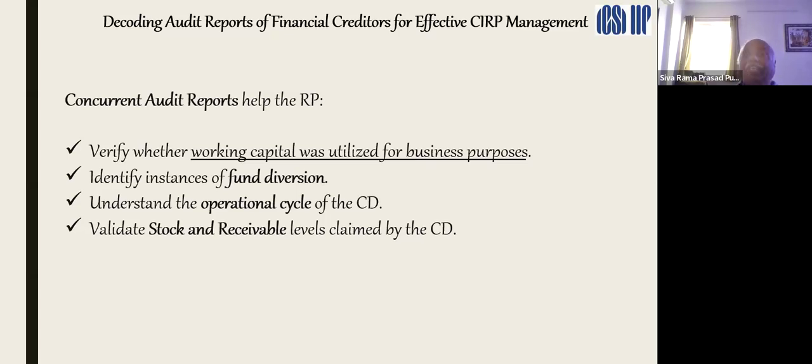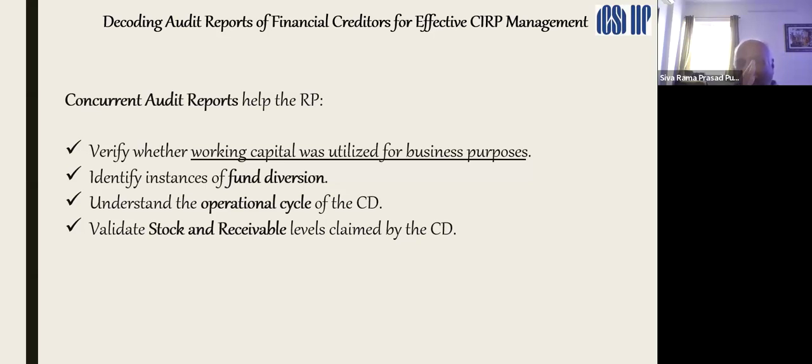Understand the operating cycle of the corporate debtor. What is the operating cycle? That is the working capital cycle. The cash is converted into raw material, then work in progress, then finished goods, then debtors, and then back to cash. How many days does it take? It helps validate the stock and receivables levels claimed by the corporate debtor.